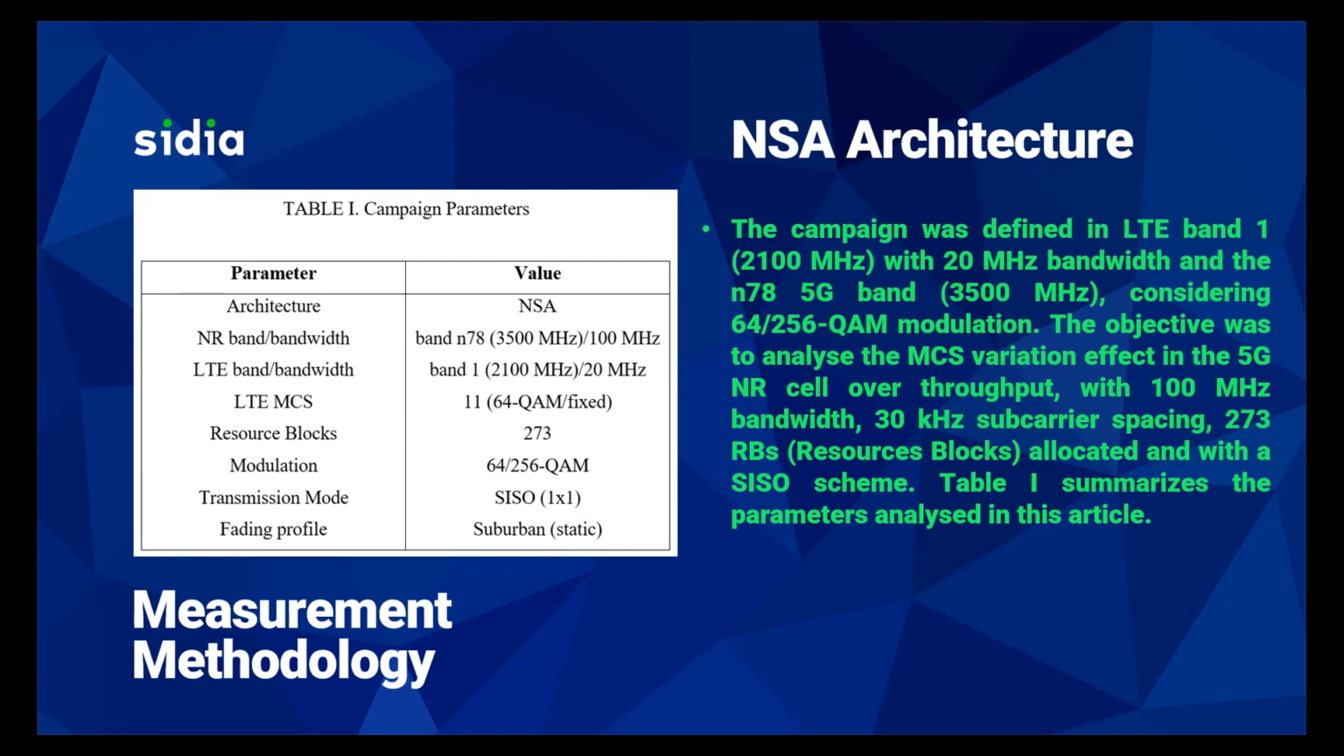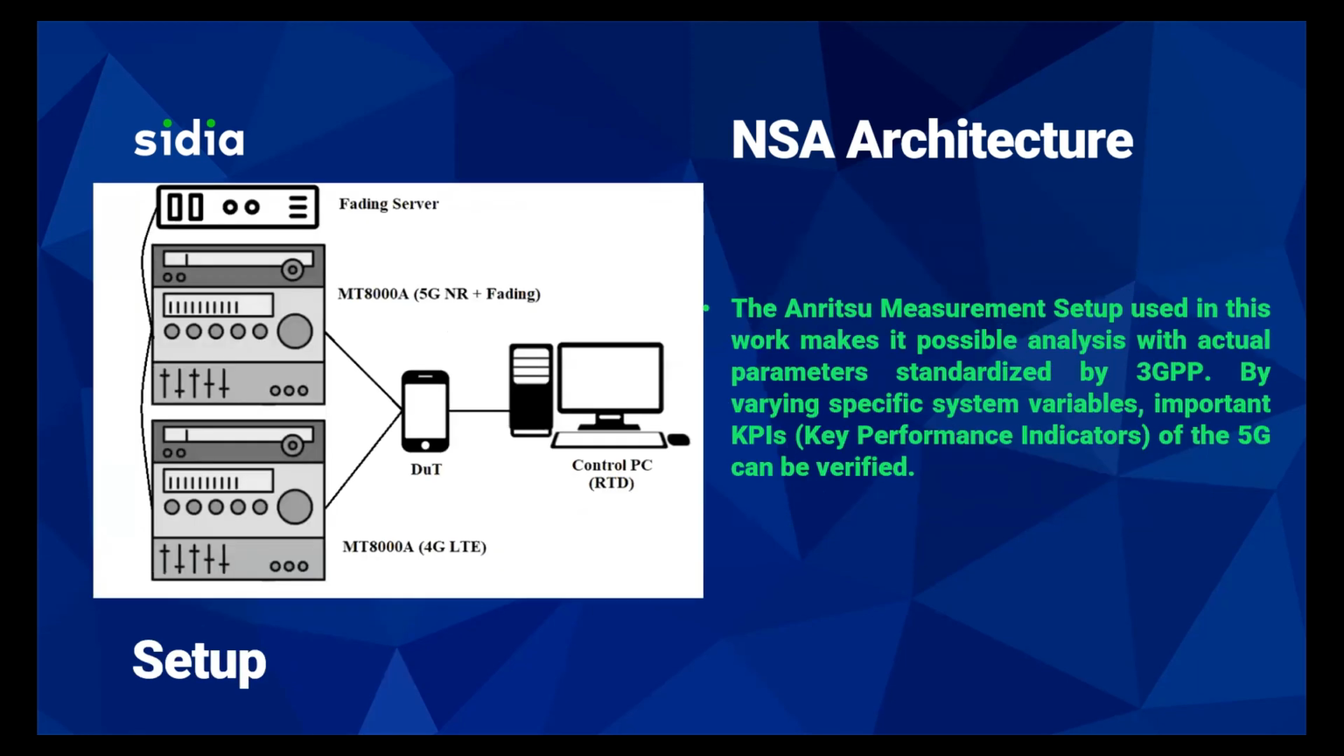The transmission mode was SISO, which is just one output and one input, meaning just one antenna. And the fading profile that was chosen was a suburban fading profile to emulate a real scenario. Okay, this is the diagram of our setup in our lab.